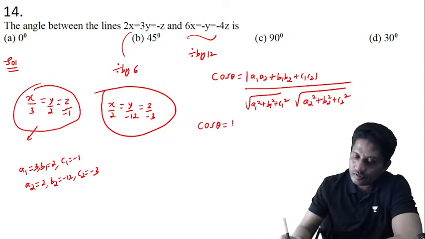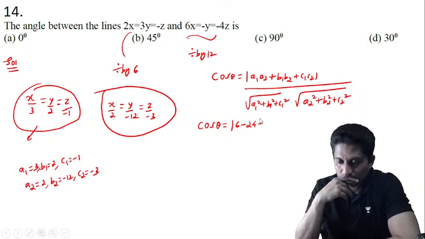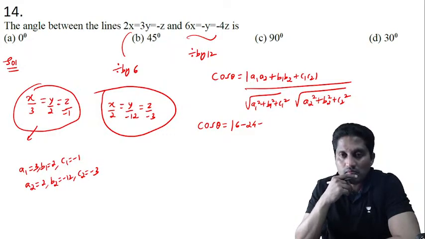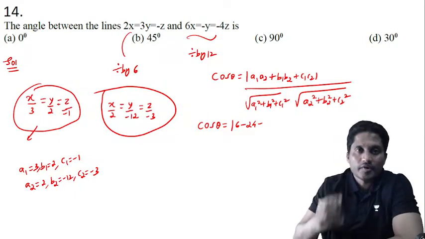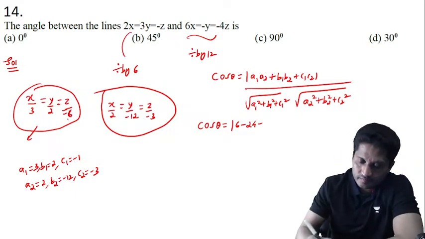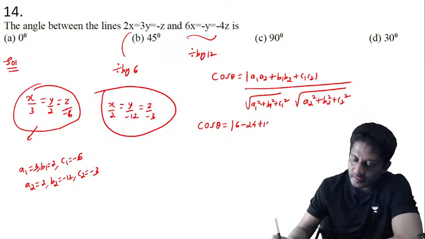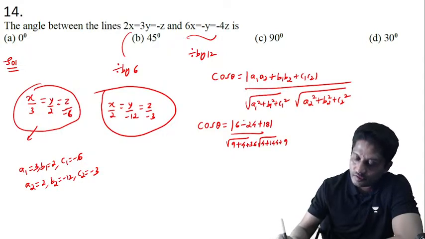Now cos theta is equal to modulus of a1 into a2 is 6, b1 into b2 is minus 24, c1 into c2. To divide by 6, so it should be minus 6, right? c1 into c2 is plus 18, divided by root of 9 plus 4 plus 36 and root of 4 plus 144 plus 9. Here itself this will be 0. Cos theta is 0, theta should be pi by 2. That is 90 degrees. Answer is option C.